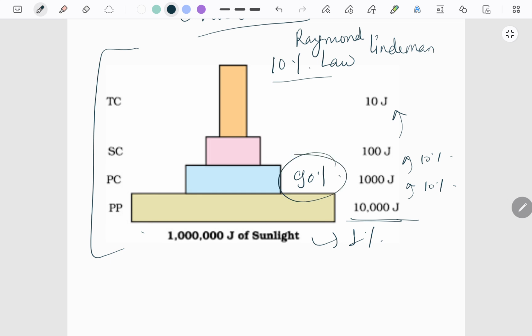So where is it lost? To the environment. And how? In the form of heat. Second thing, the organisms do metabolic reactions, right? They will utilize the energy for their different functions. Then what happens? One more thing, suppose an organism dies, right?